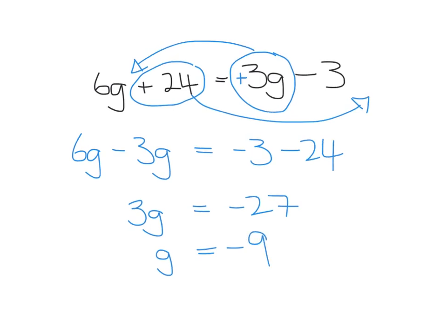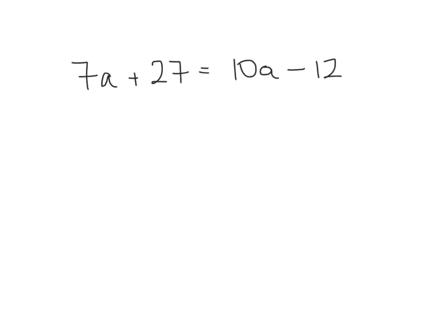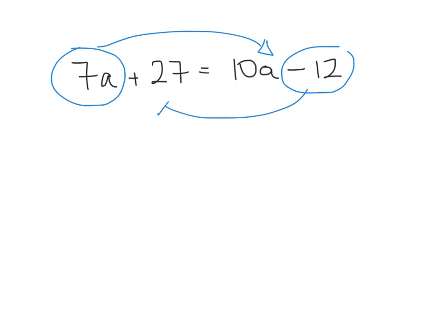And our last example, 7a plus 27 equals 10a minus 12. Okay, so what we're going to do is, there's more a's on this side, so we're going to bring the 7a across this time. So 7a is going to go over there, which means the minus 12 has to swap over here.